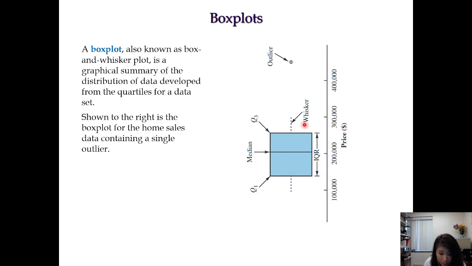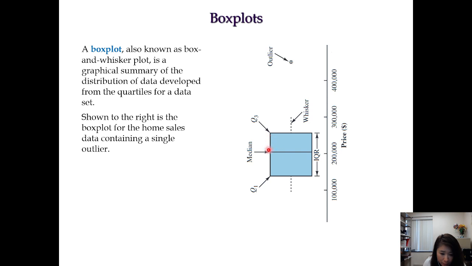Based on this data set, the first quantile is equal to $139,000, and the third quantile is equal to $256,625. So this is my first and third quantile. And then the height, the distance between the top and the bottom of the box, gives us the value for the interquantile range.